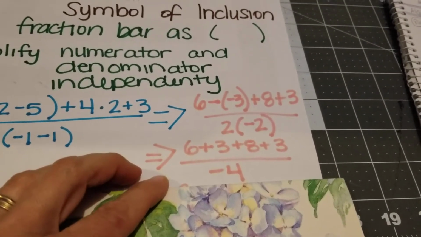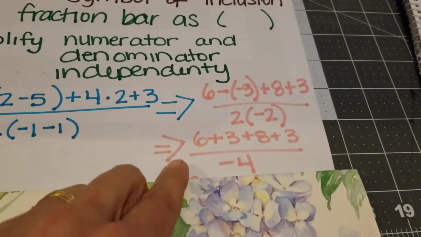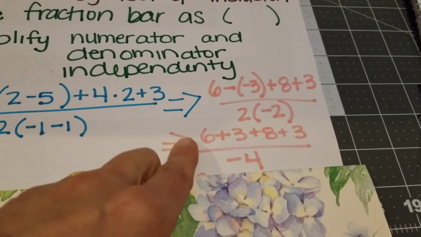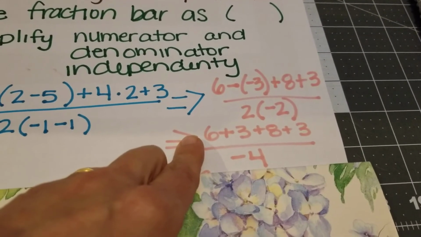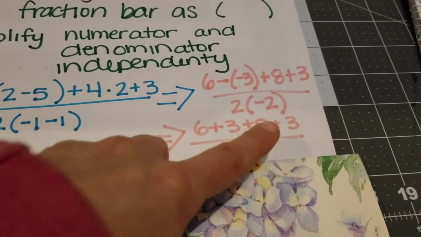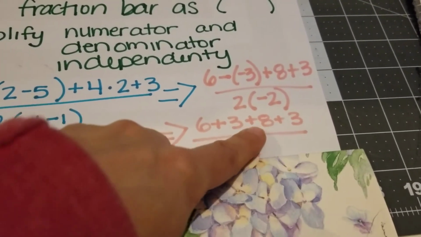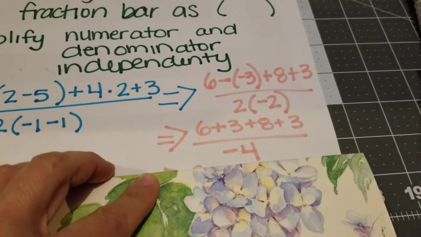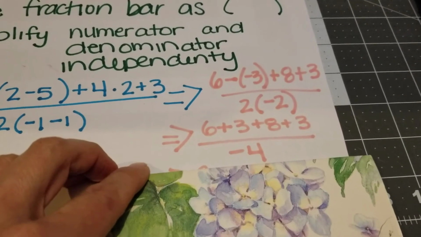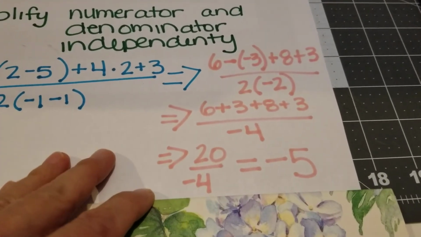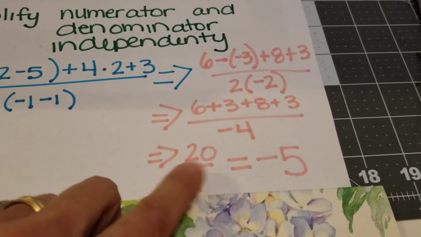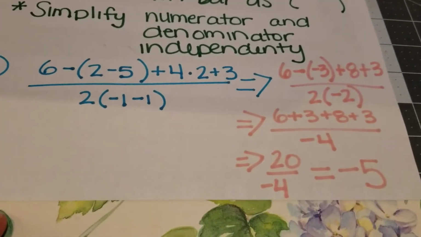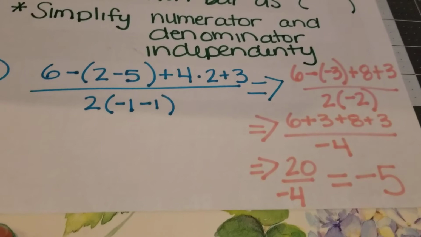So in my numerator, I can just add all those numbers. We learned about the commutative property and the associative property the other day. So I'm allowed to switch the order if that helps, so that I can look at maybe 6 plus 8 is 14 and 3 plus 3 is 6. 14 plus 6 is 20, right? So we get our 20 over negative 4, which is equal to negative 5. So that's a simple example.